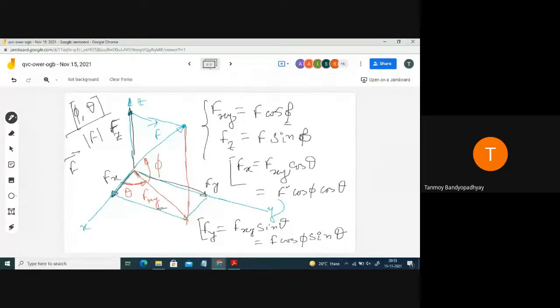So this can be a different sort of problem where the inclinations are given. You don't need to go for position vectors and all those things. Just the inclinations are given, and from there you can compute the force vector.